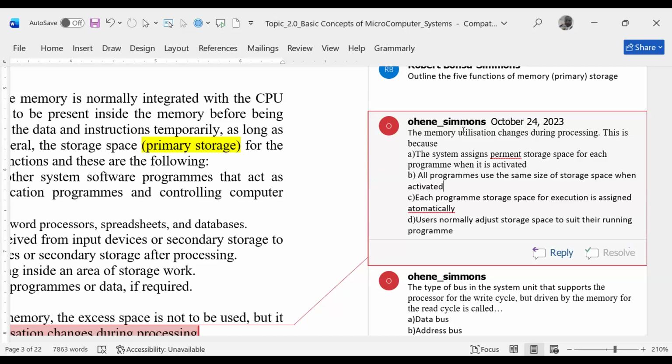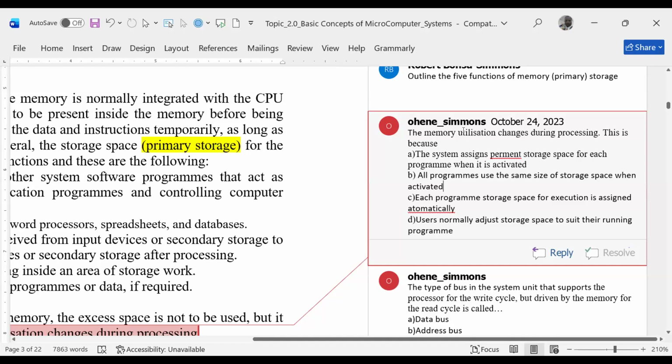Okay, so A. The answer is: the system assigns permanent storage space for each program when it is activated. I am not convinced. I am not convinced, Yaira.